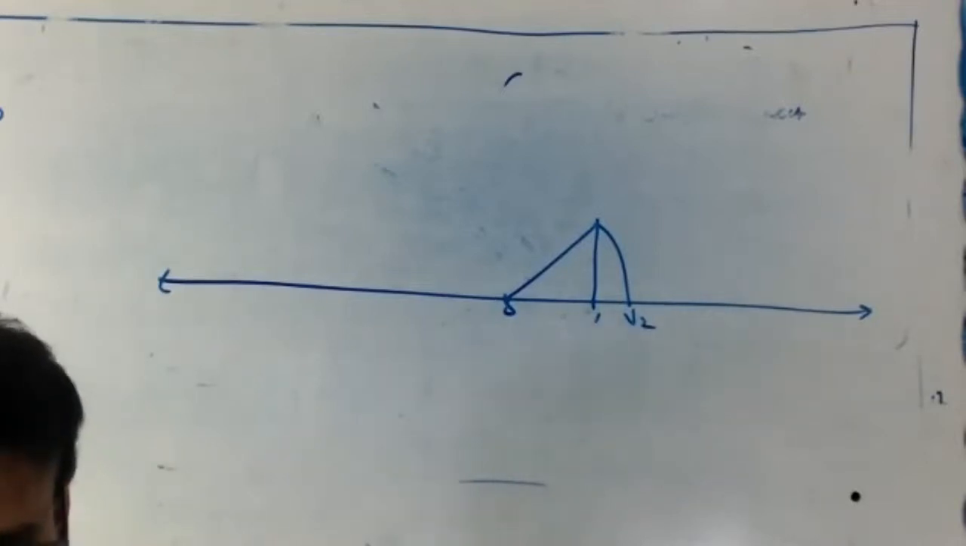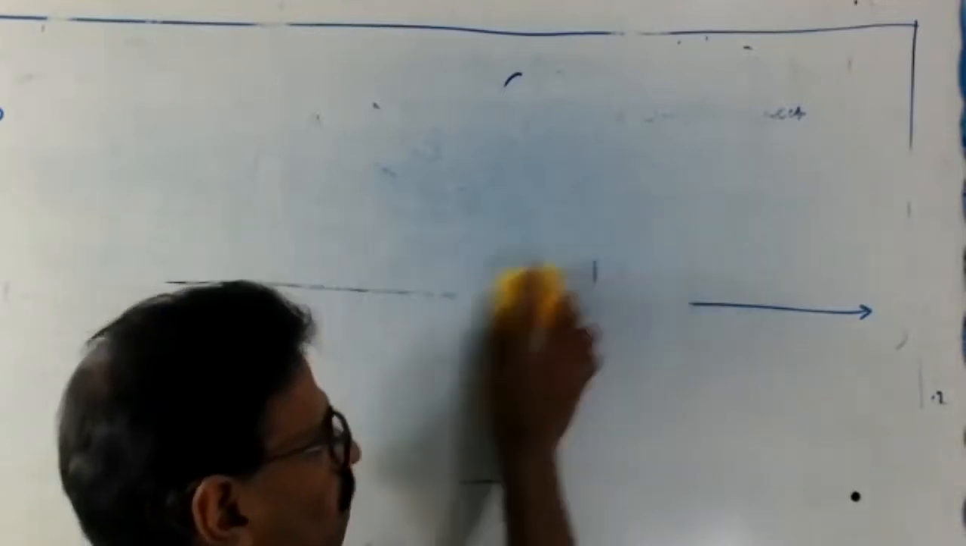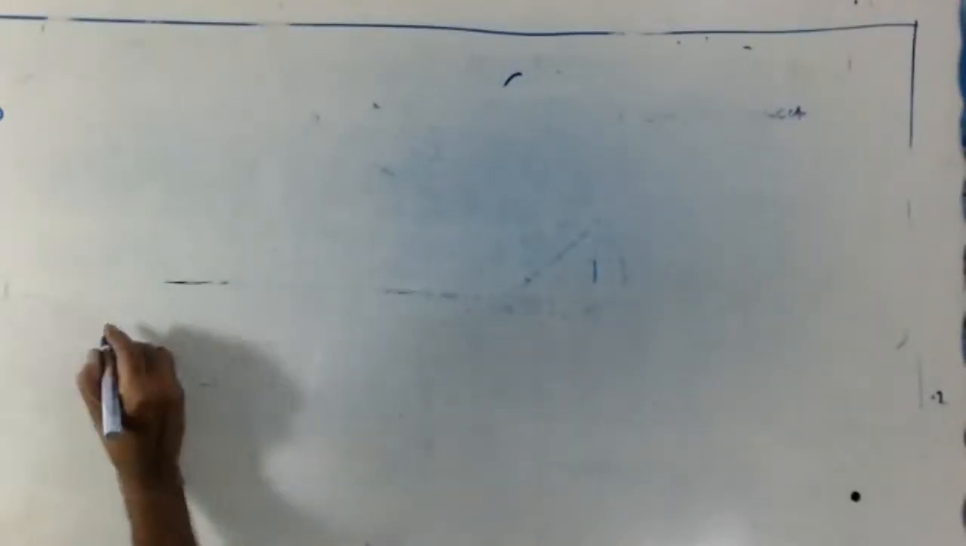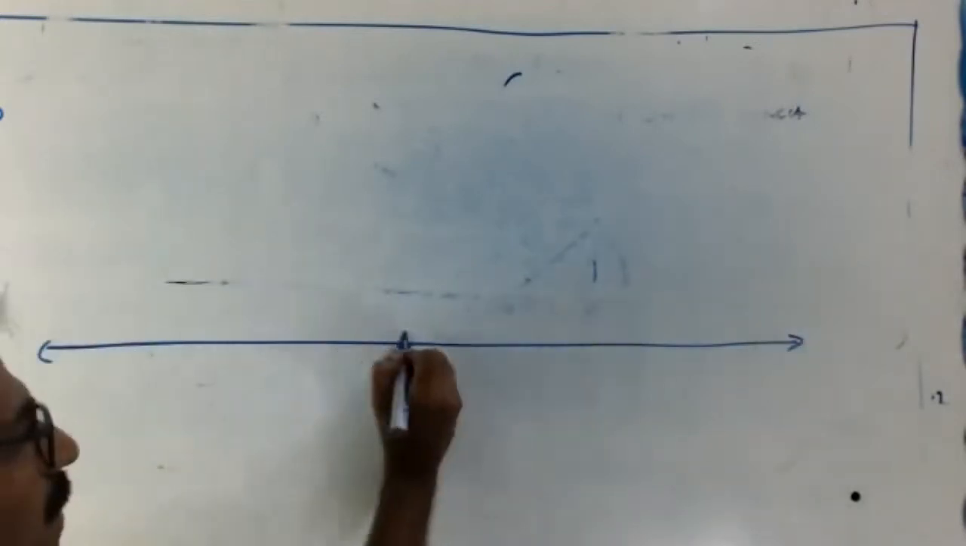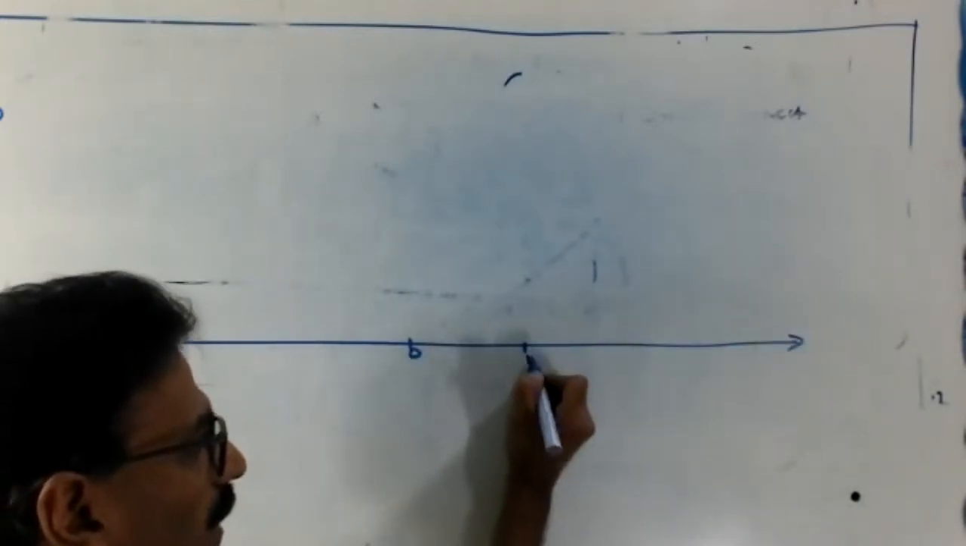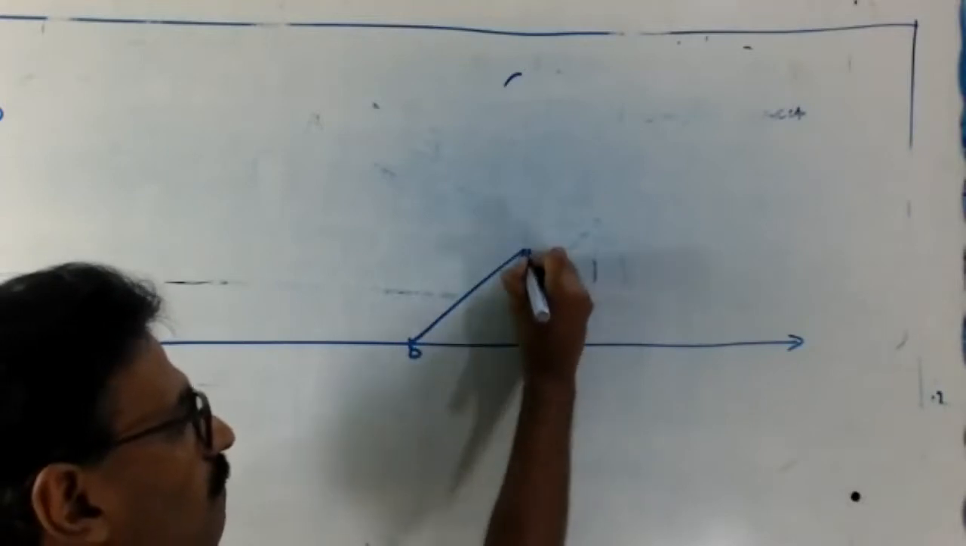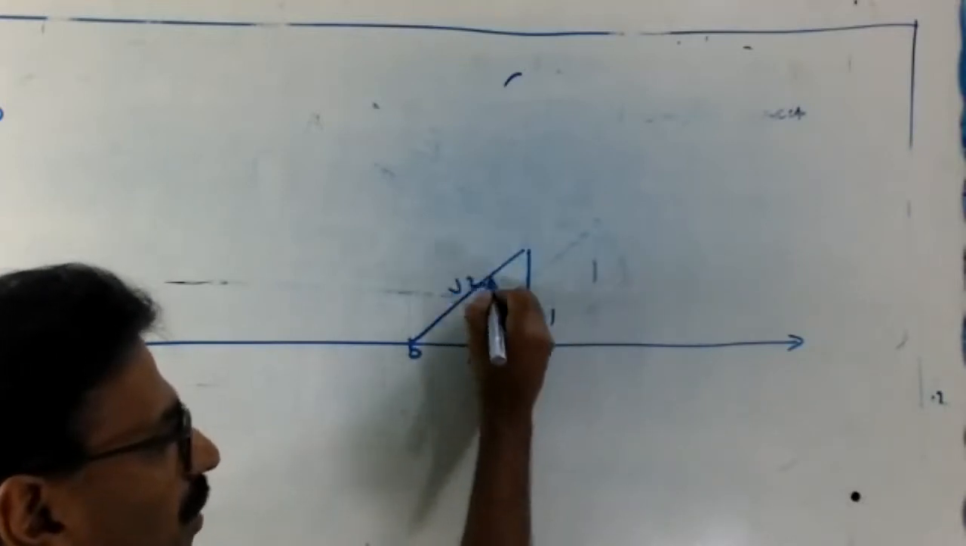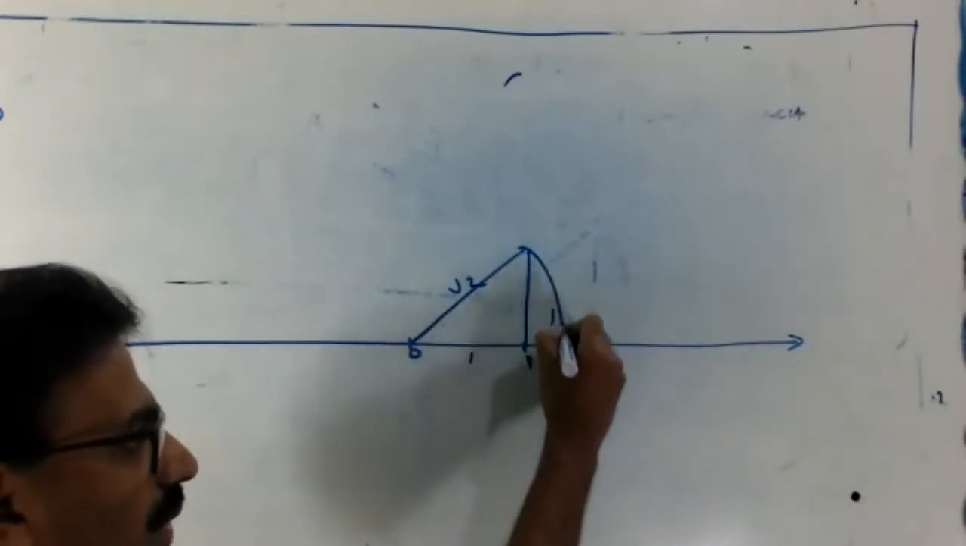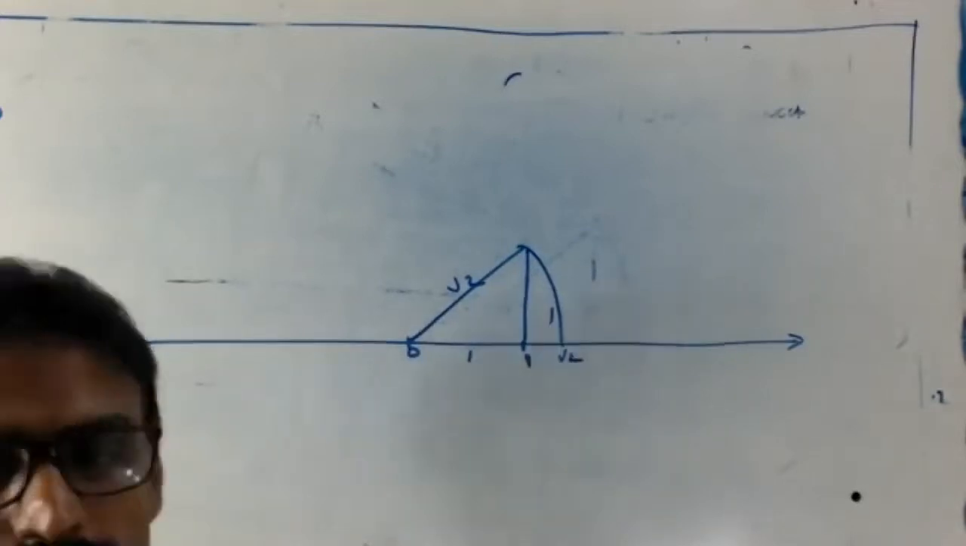I'll show the root 3 again. Look at here. Maybe your school is using another method. First of all, use our root 2 separately. 0, 1, 1 here, 1 here, root 2 here. You mark root 2 here.